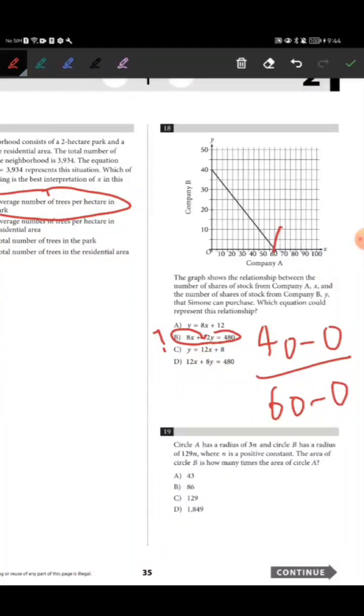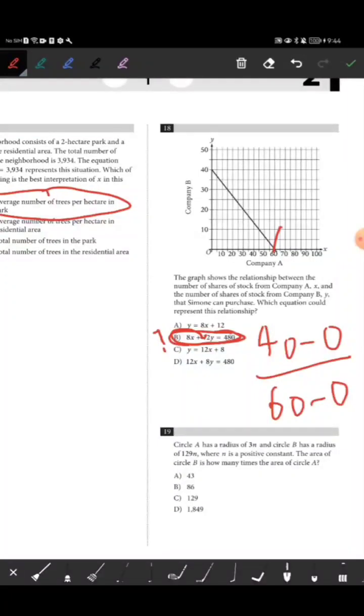So the correct answer for this question is B, because when y equals 0, x equals 60. So when x equals 60 here, y is going to be equal to 0. And this fulfills the equation.